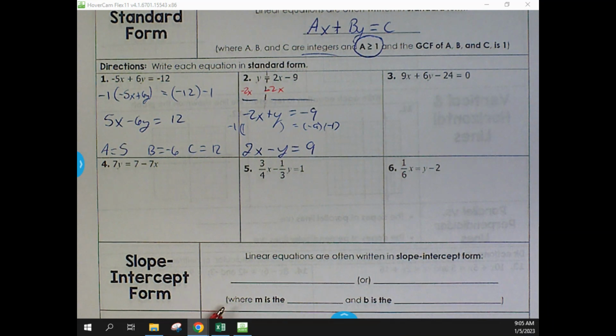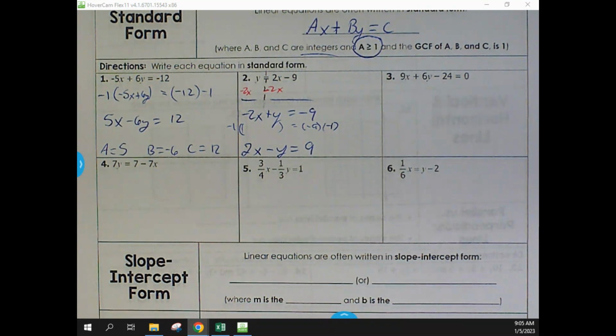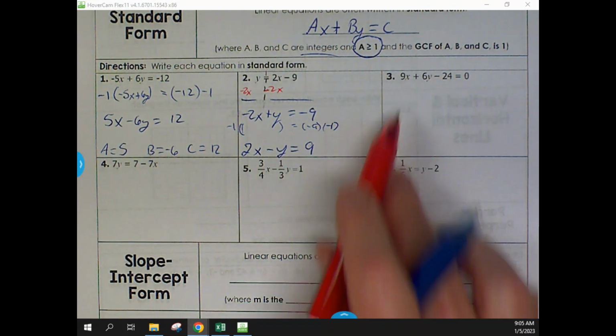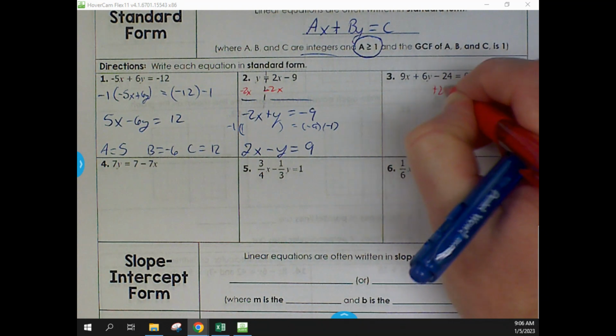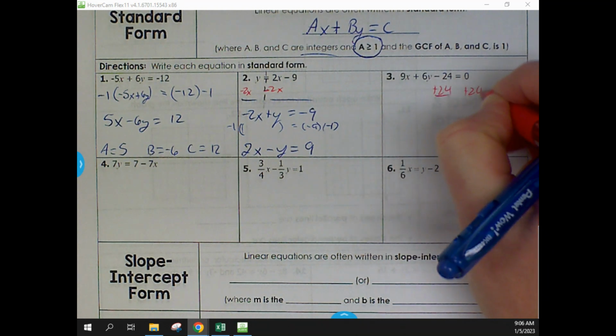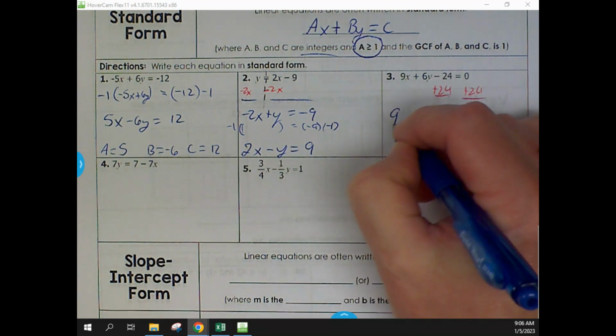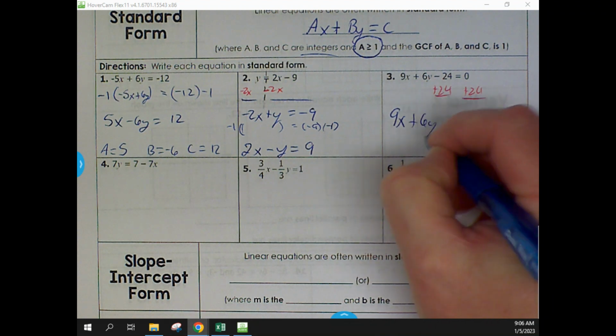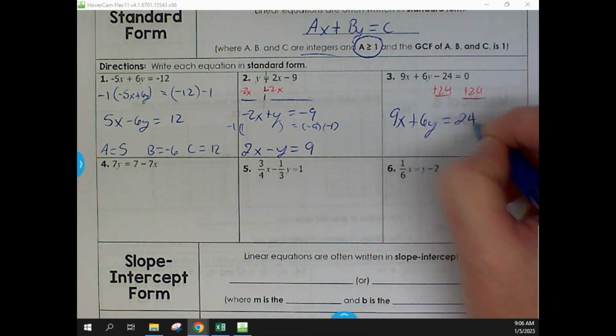Okay, number three, pretty much already there. Just one little simple thing to do because you've got the x's and y's together. The x is positive. So for that one, we would just add 24. So 9x plus 6y equals 24.